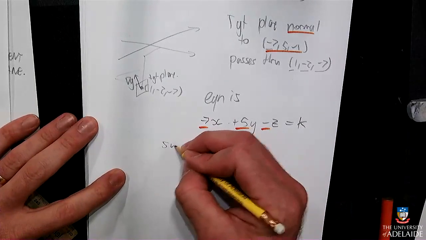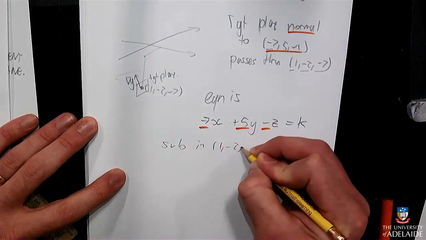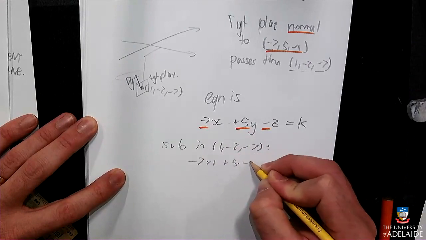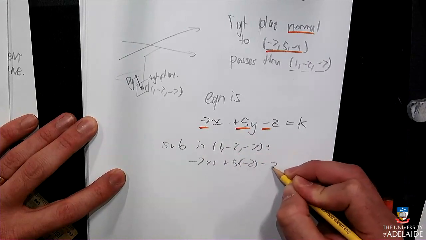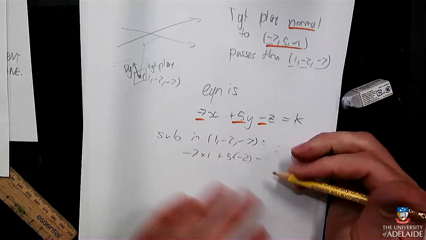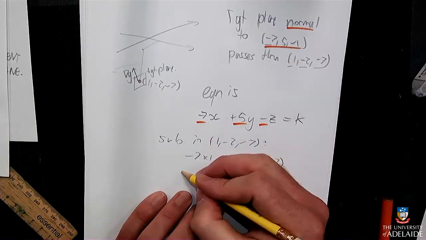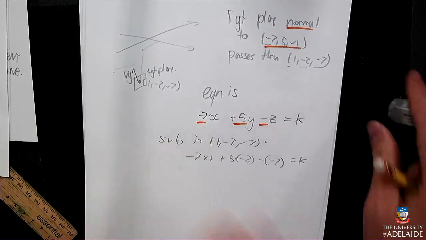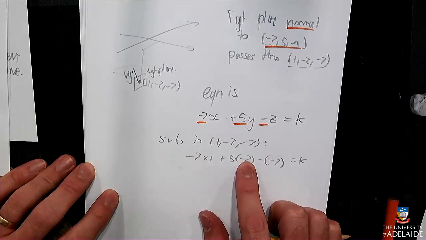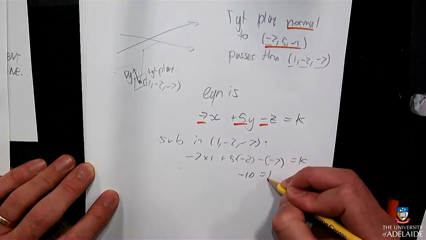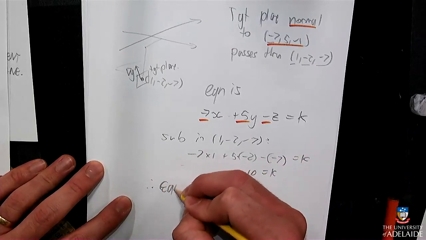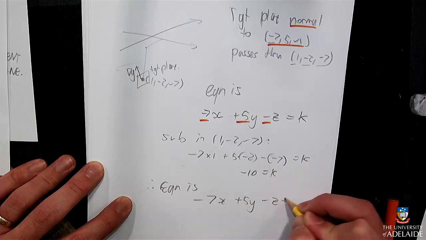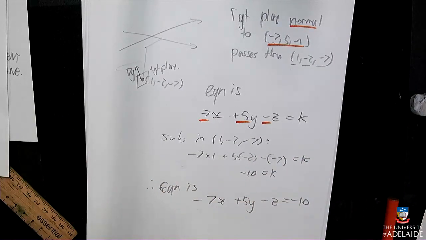So minus z, which is negative 7, equals k. So what do we get? Minus 7, minus 10, so negative 10. So therefore the equation is negative 7x plus 5y minus z equals negative 10. That's how I do it.